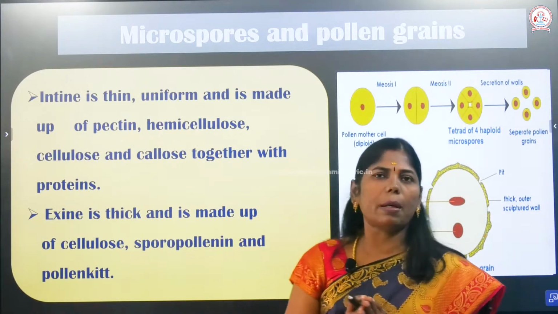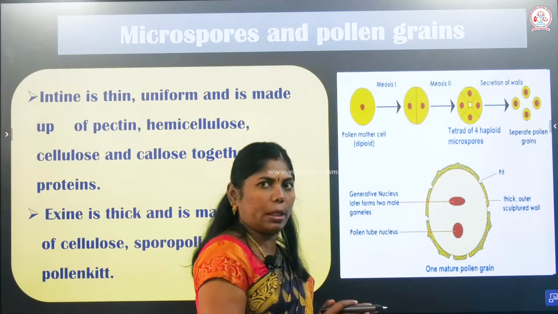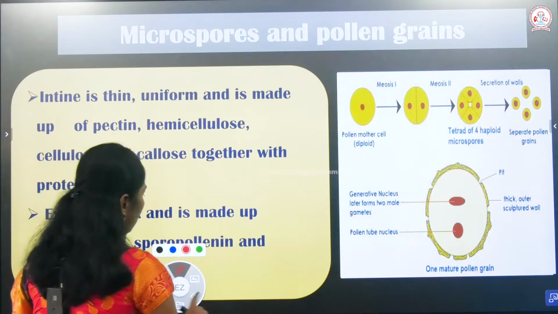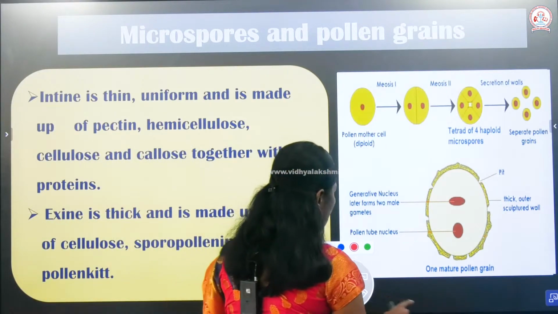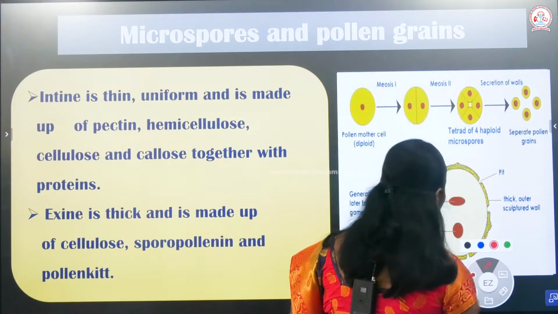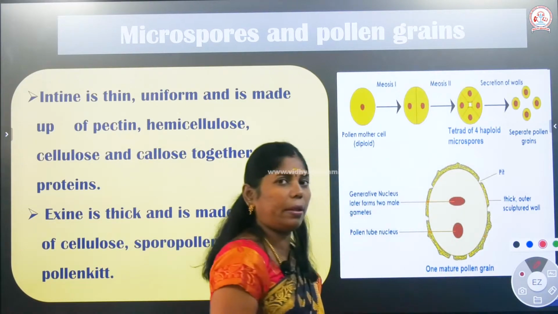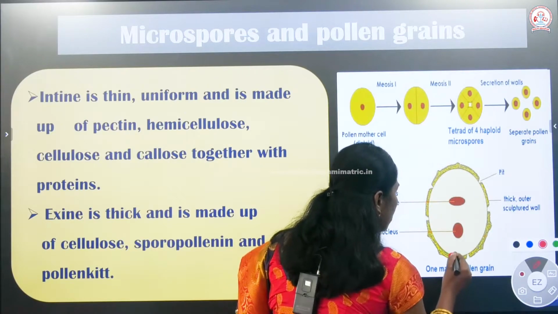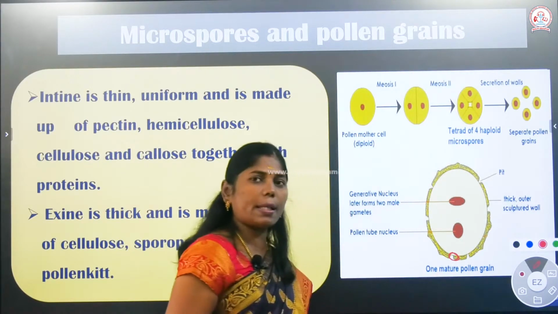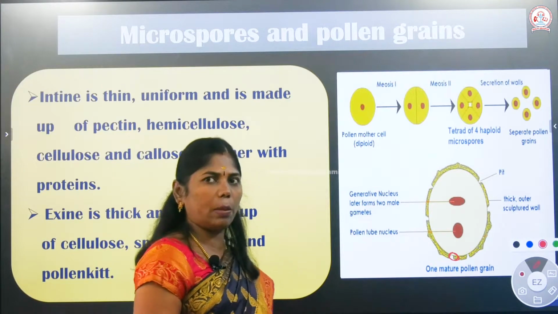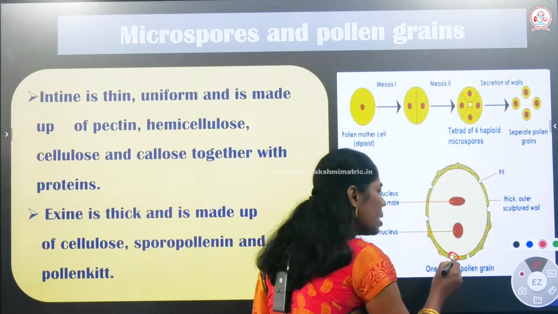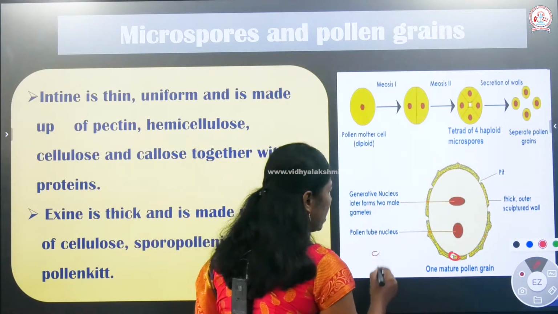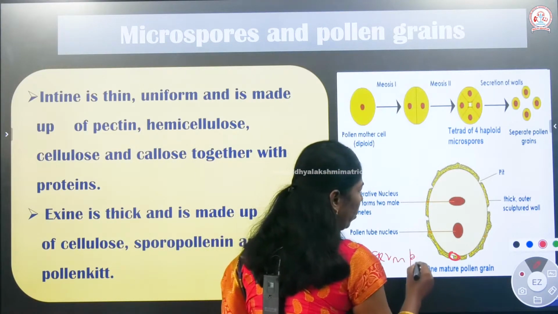But in the exine, some regions are very thin. The thin regions are called the germ pore. Actually, the sporopollenin is absent in the thin regions. Sporopollenin is a cell wall material that is absent in this region, so only then can we see these very thin areas. This region is known as the germ pore.